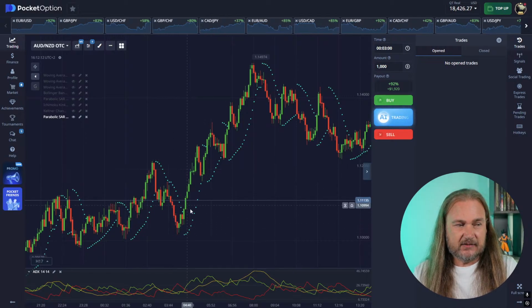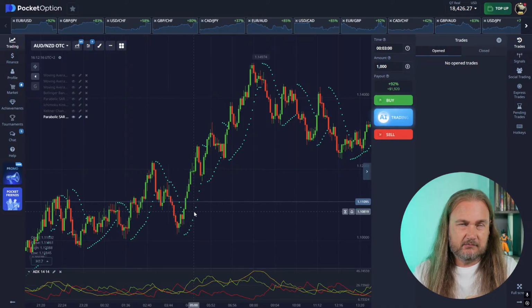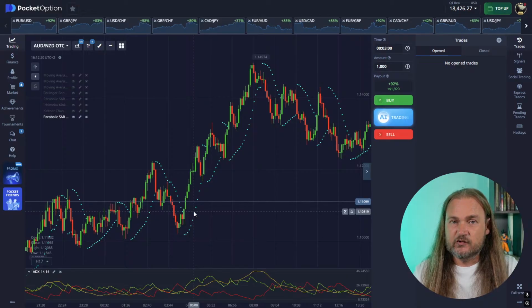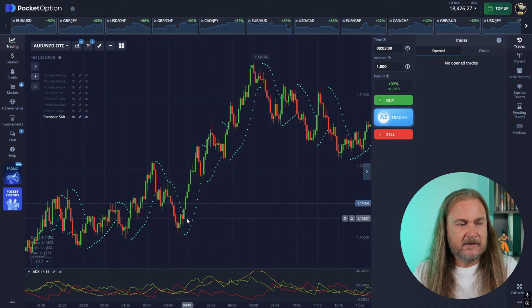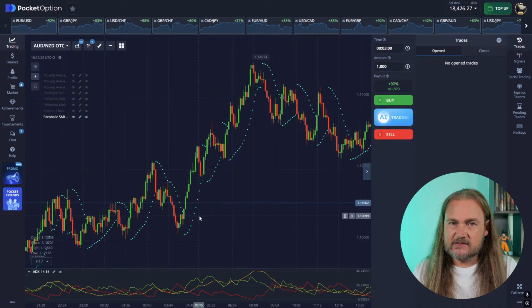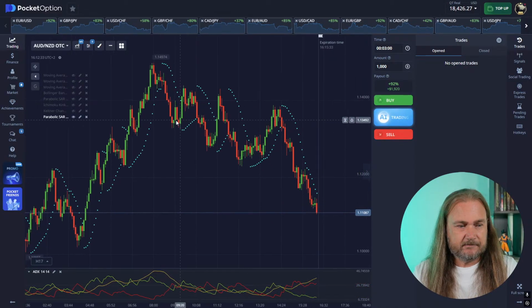It's not one of these indicators that will catch the maximum distance of a move. It doesn't act as an early warning system. It's lagging, but it is effective when you start combining it, for example, with the ADX. If you look at the entries we got here, it was a solid entry.